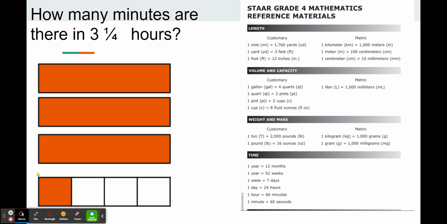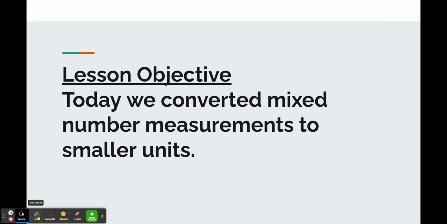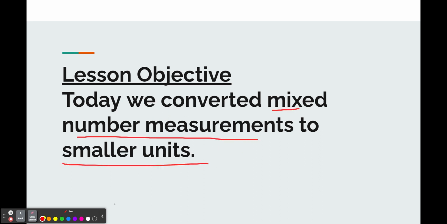Okay, let's take a look at today's lesson objective again. So our lesson objective for today was we converted mixed number measurements into smaller units.